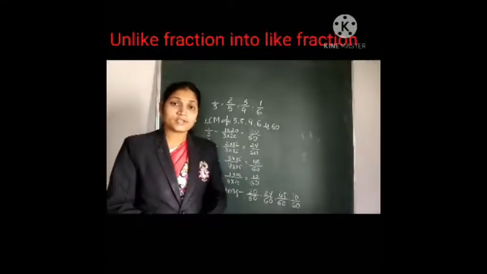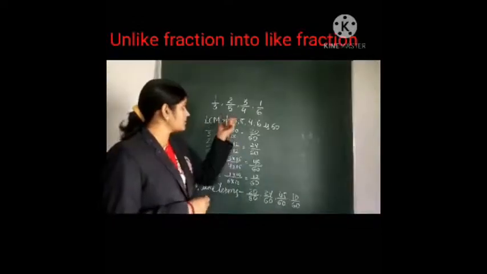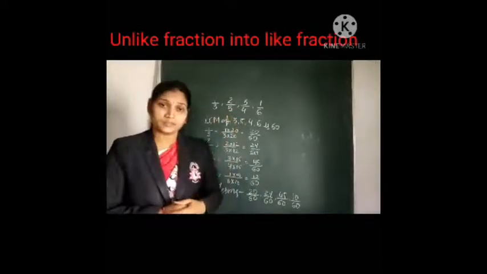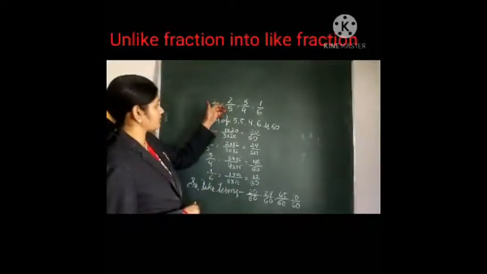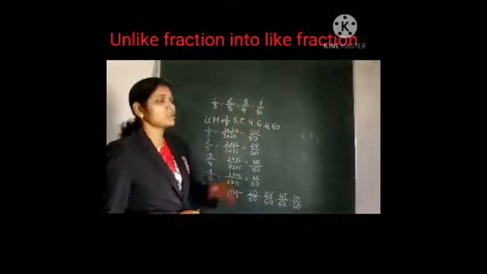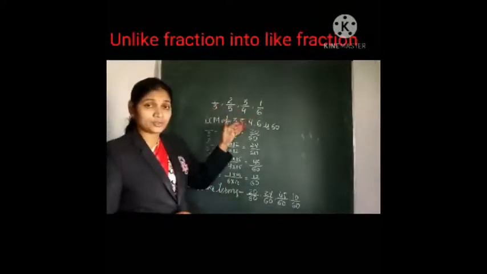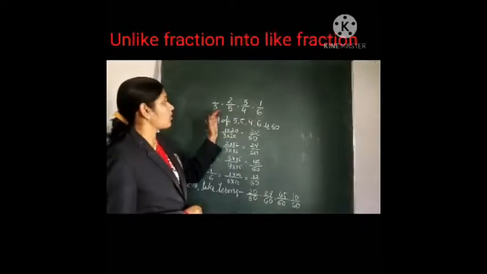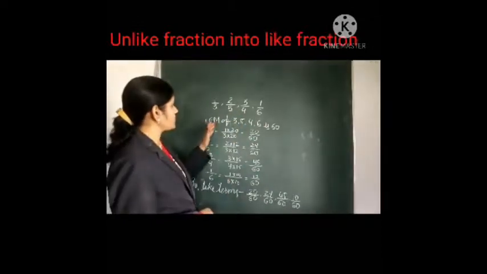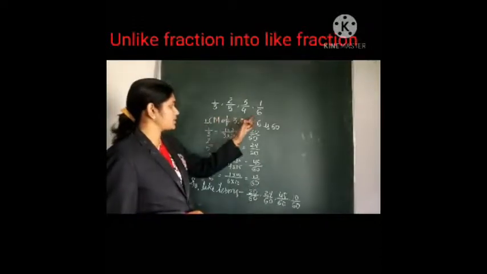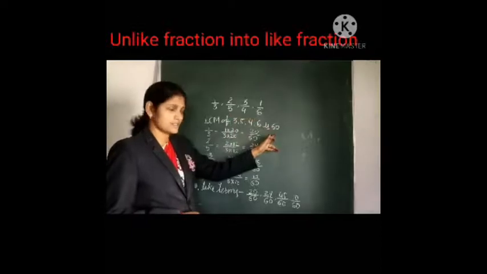Let's see one example of how to change the given fractions into like fractions. So here the given fractions are 1 upon 3, 2 upon 5, 3 upon 4 and 1 upon 6. To change all the fractions into like fractions, we need all the denominators to be the same. So students, we will take the LCM of all the denominators. So the LCM of 3, 5, 4 and 6 is 60.